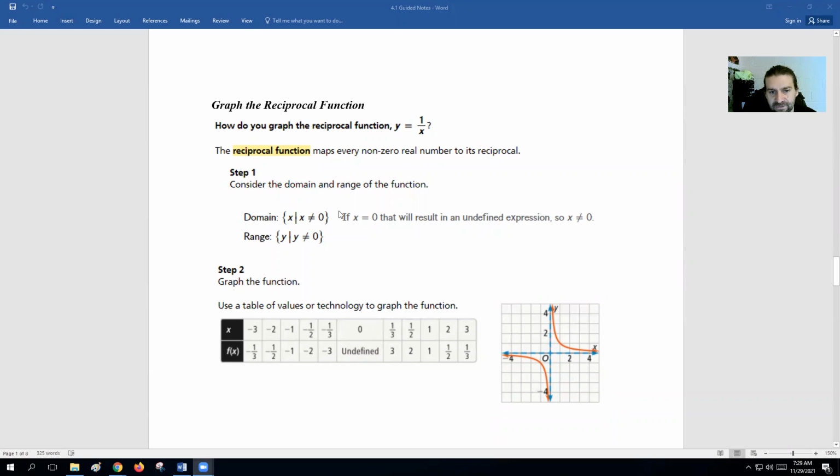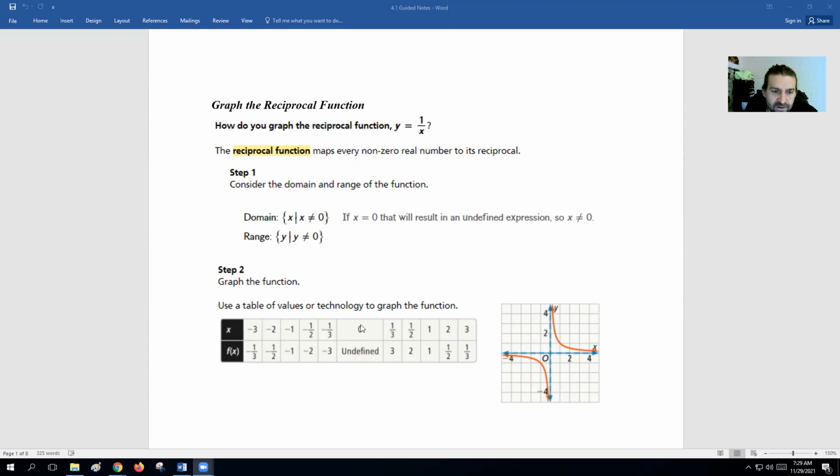We can look at the graph and realize that our domain was all real numbers except for x equals 0. If you look here, we can't have x equal to 0 because that would be an undefined number. And our range is also y cannot equal 0. There's no way we can divide 1 by a number and make it equal to 0.